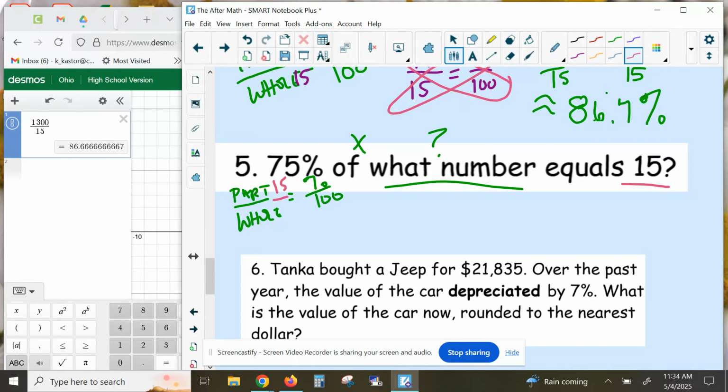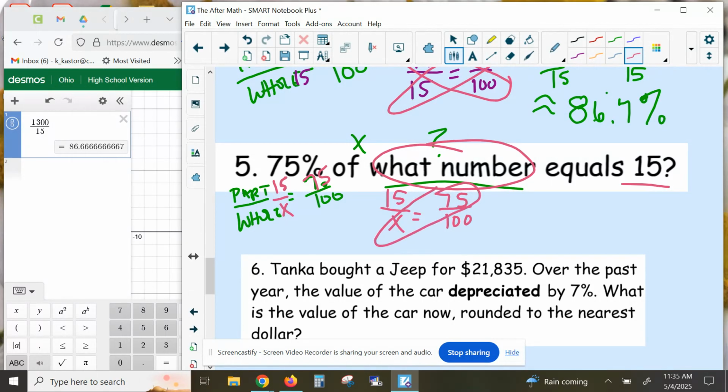The whole we don't have. So I'm going to call that x down here because this is my I don't know. Of what big number, right? 15 out of what? And then we do have the percent, which is 75. So our proportion we're going to be dealing with is 15 over x equals 75 over 100. Okay, let's go ahead and cross multiply.